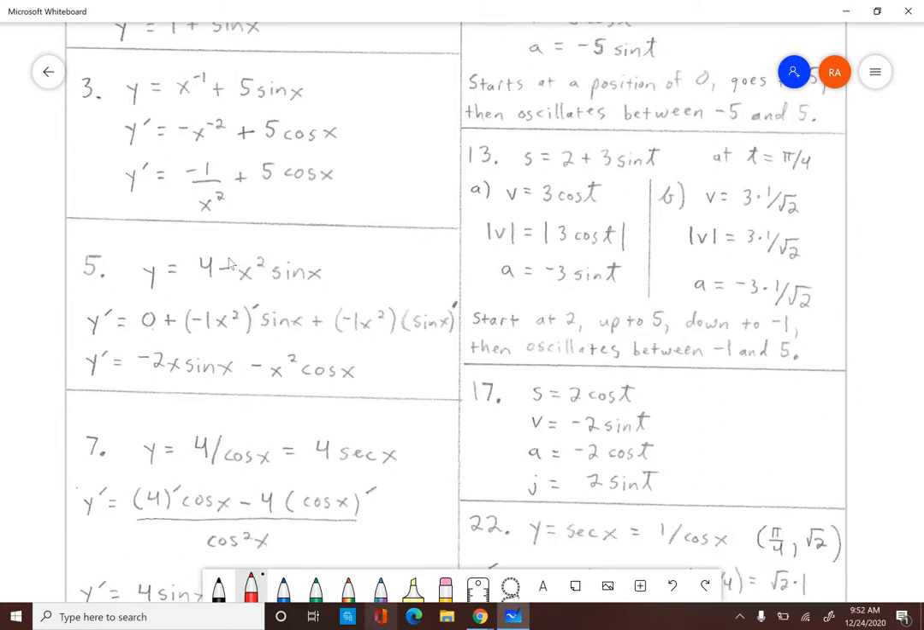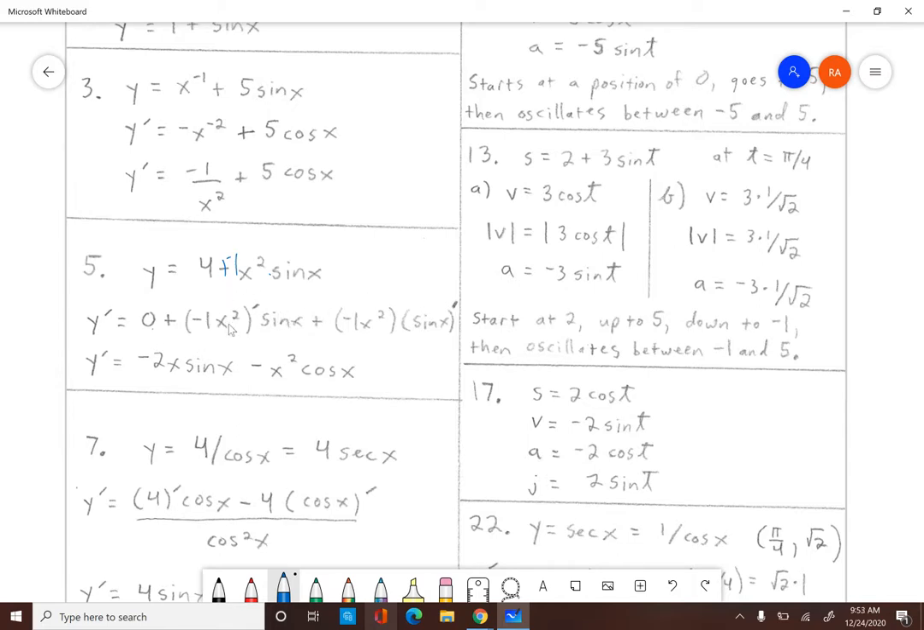For number 5, the derivative of 4 is 0, and then I need to do a product rule here because it's going to be x squared times sine of x. If you want, I'm going to add this plus negative 1 just to keep track of the negative sign. I'm going to say this is negative 1x squared is the first function, and then sine of x is the second function. So I'm going to set up my product rule here.